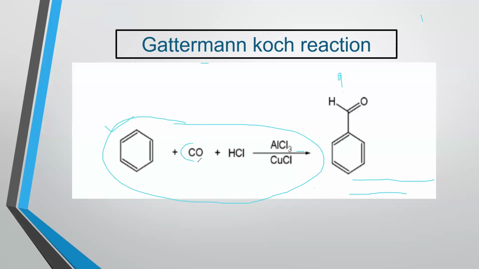Carbon monoxide, HCl, and benzene will react in the presence of AlCl3. There is also the presence of cuprous chloride, right? It's not cupric, because copper is in the plus one state. And it will form benzaldehyde. So it's the Gattermann-Koch reaction.